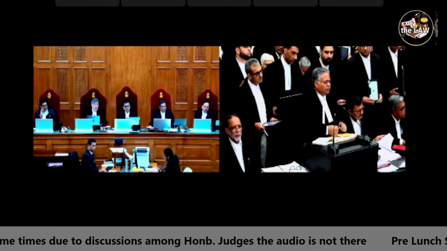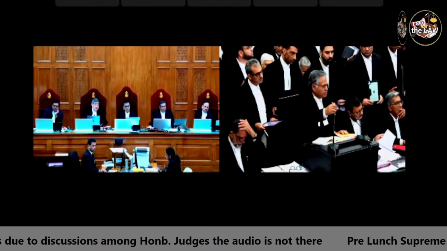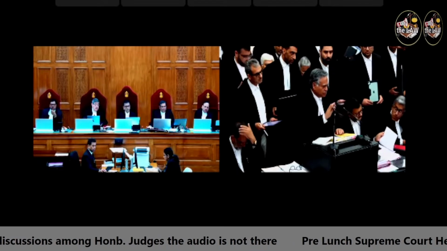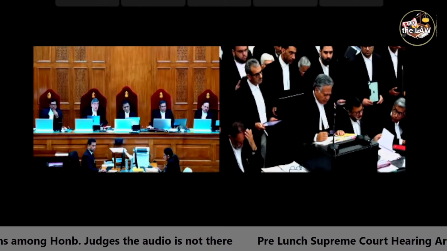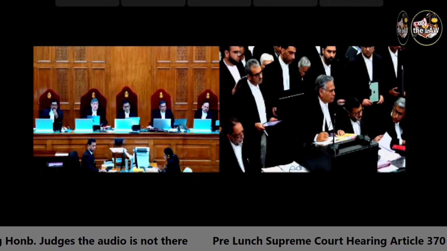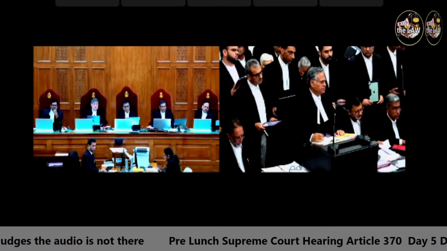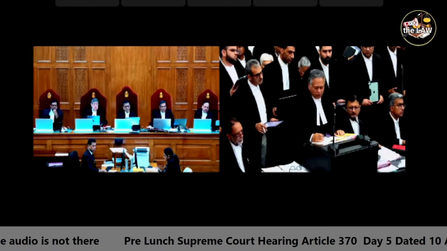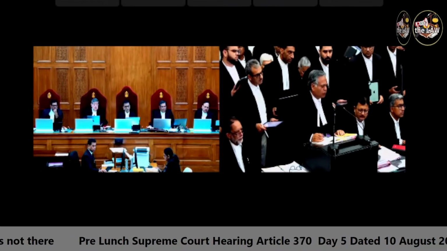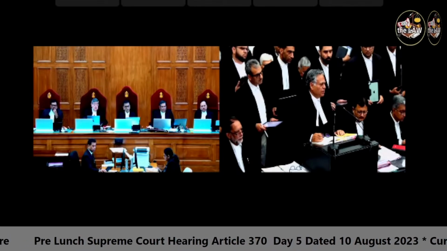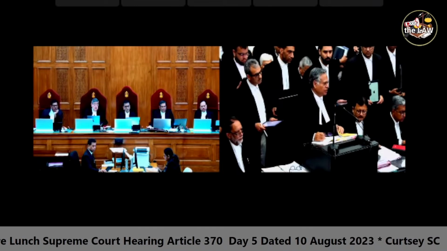Now, for example, take one. Article 3 provides for the alteration of the state's boundary, which has been read. I'm not dealing with that question, but I'm dealing with it in a different way. For the state of Jammu and Kashmir, you cannot do it. You cannot do it at all in terms of the 54 order. Now, why can't it be done for the state of Jammu and Kashmir?